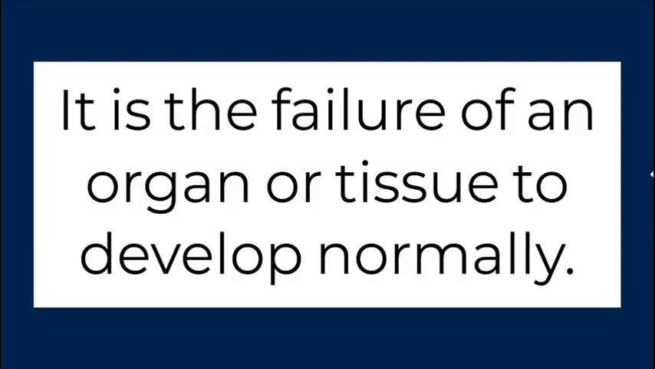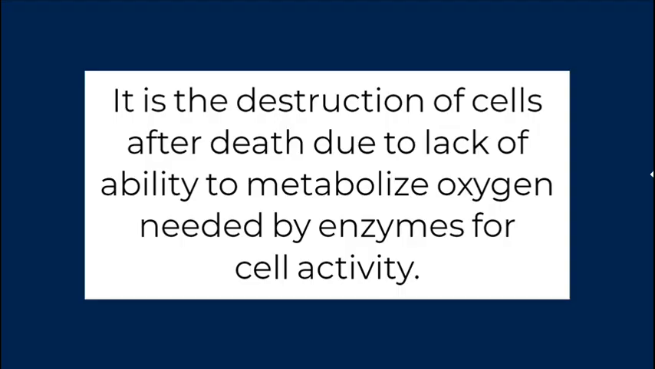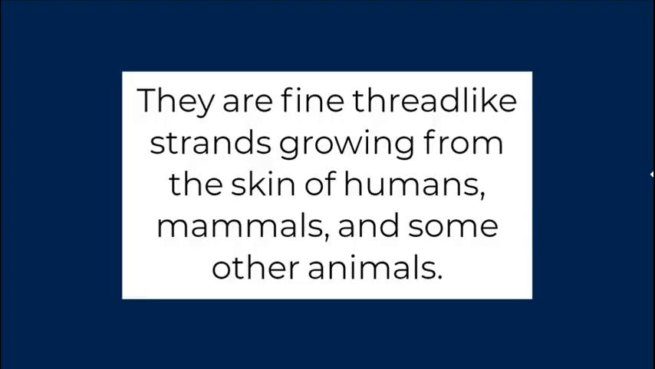Aplasia. It is the failure of an organ or tissue to develop normally. Autolysis. It is the destruction of cells after death due to lack of ability to metabolize oxygen needed by enzymes for cell activity. Hair. They are fine thread-like strands growing from the skin of humans, mammals, and some other animals.